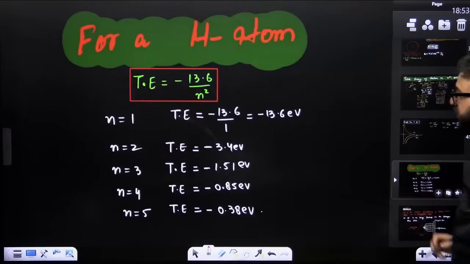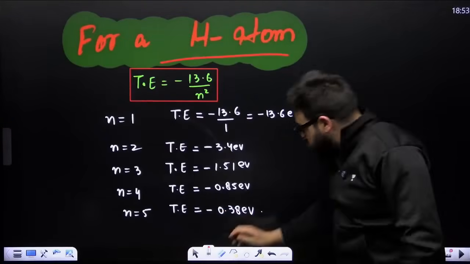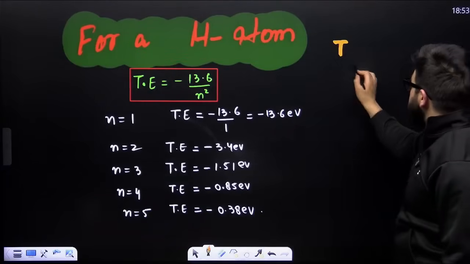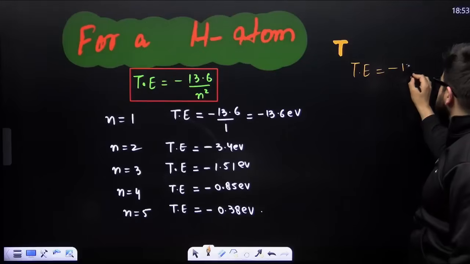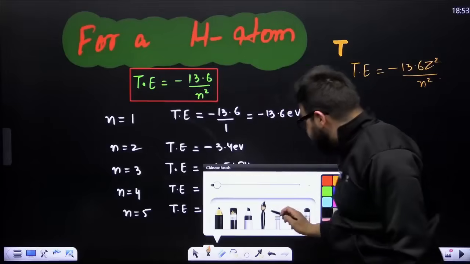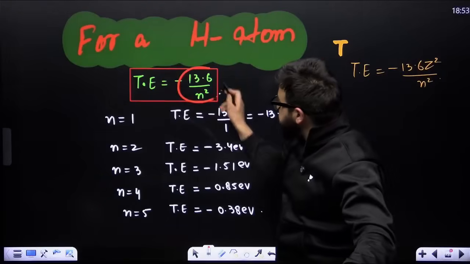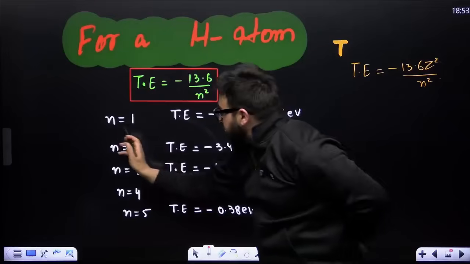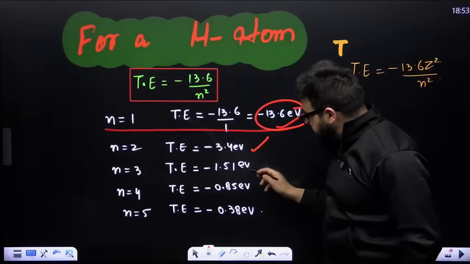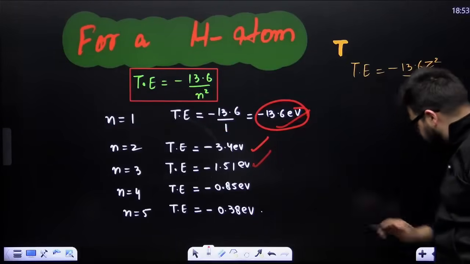Then, my dear NEET aspirants, if we talk about the hydrogen atom, this is one more equation for the total energy of an electron: minus 13.6 Z square divided by n square. For the hydrogen atom, Z is equal to 1, so it is minus 13.6 divided by n square. This is the energy of an electron in the first orbit of the hydrogen atom, minus 13.6. In the second orbit, minus 3.4. In the third orbit, minus 1.5. And you can see it exactly over here.